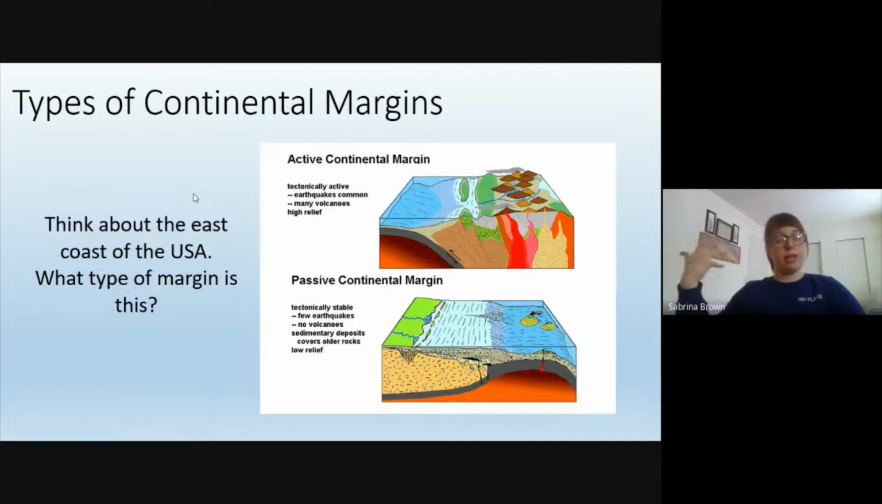All right, so I gave you the answer to this already because we're not in class, right? But you can think about the East Coast of the US. If we have relatively few earthquakes there, no volcanoes, nice sandy beaches, then that means that the East Coast is a passive continental margin.